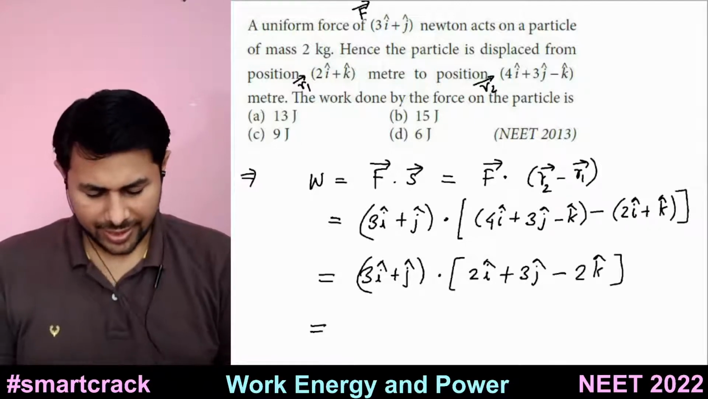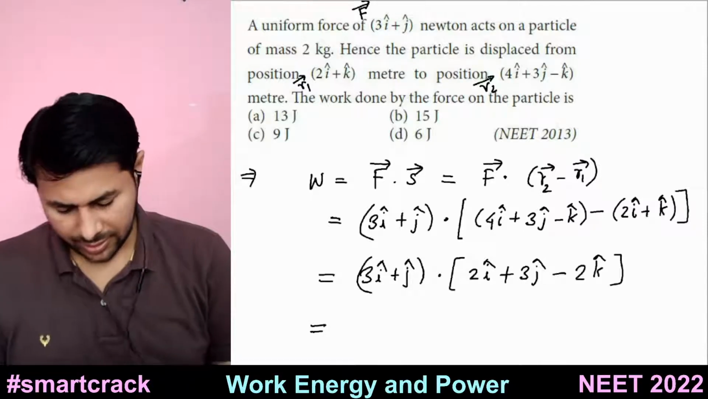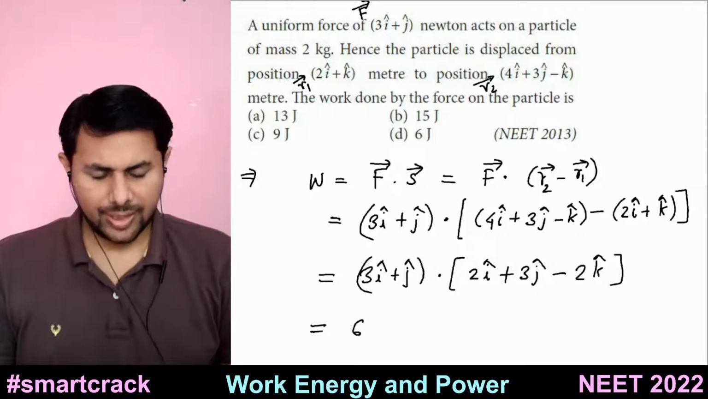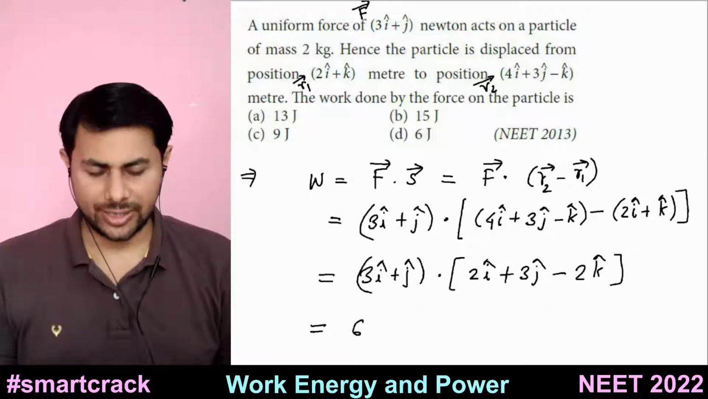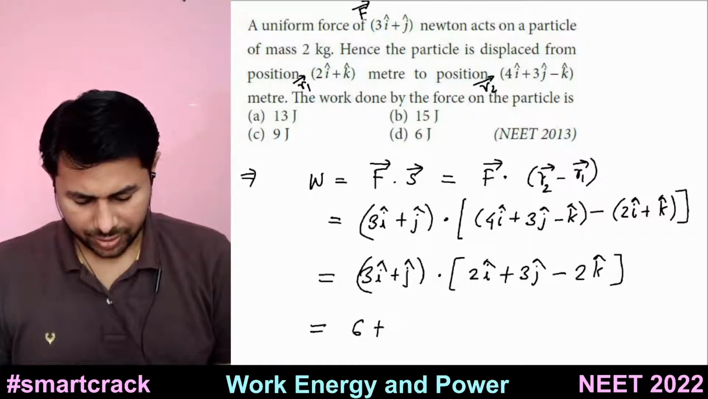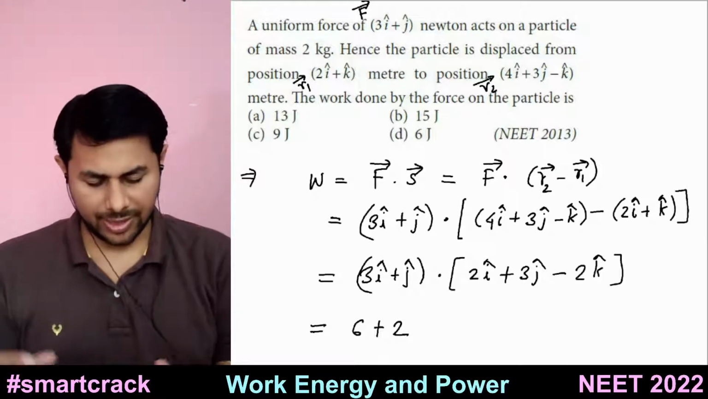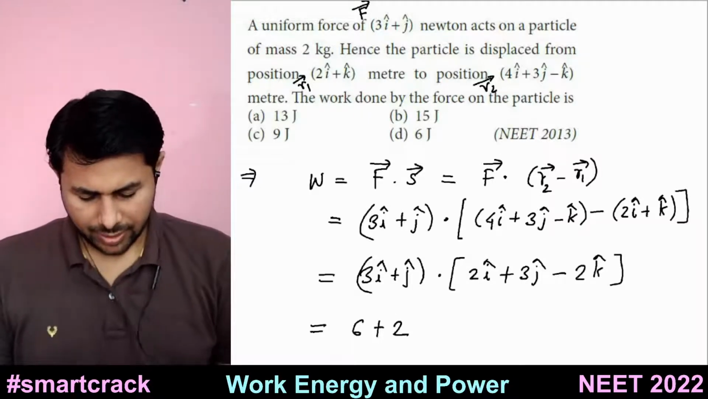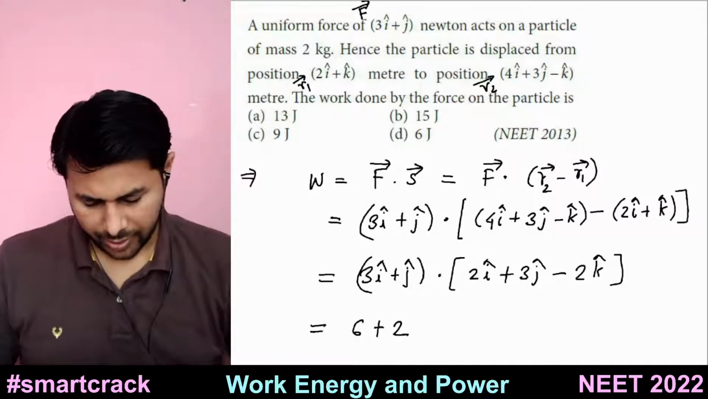So 3i cap into 2i cap, i cap dot i cap is 1, 3 times 2 is 6. Plus 1 j cap into 3 j cap, so j cap dot j cap is also 1, and there are no k cap terms, so 0 k cap multiplied by minus 2 k cap is 0, so no need to add. Okay, did I miss something?